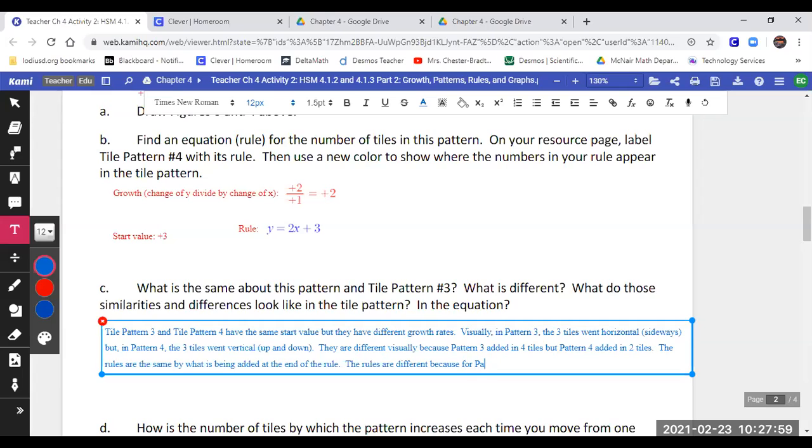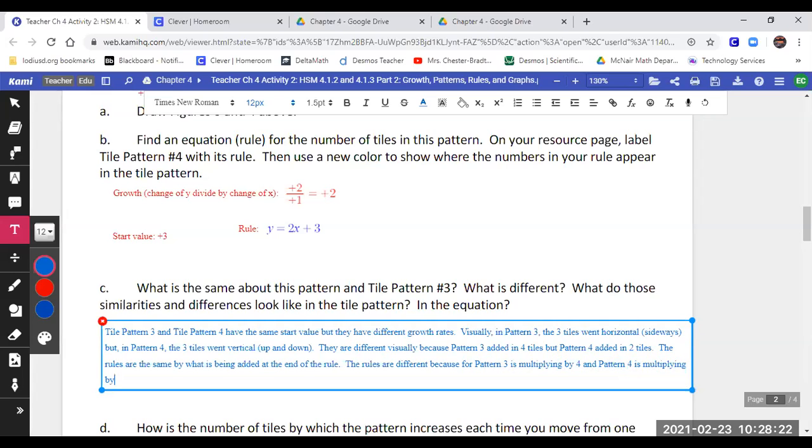Okay, we'll go back to basics. You guys already have said this. Pattern 3 is multiplying by 4, and pattern 4 is multiplying by 2.